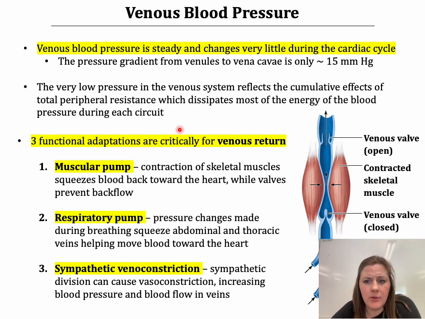So since it's a low pressure system, there's other adaptations that have occurred to help with that venous return, to return the blood to the heart to become oxygenated again. I briefly touched on these earlier. So one being the muscular pump produced by our skeletal muscles. As we use our muscles, as we move around, the contraction of that squeezes on the veins and pushes the blood forward, and the venous valves are going to prevent any backflow.